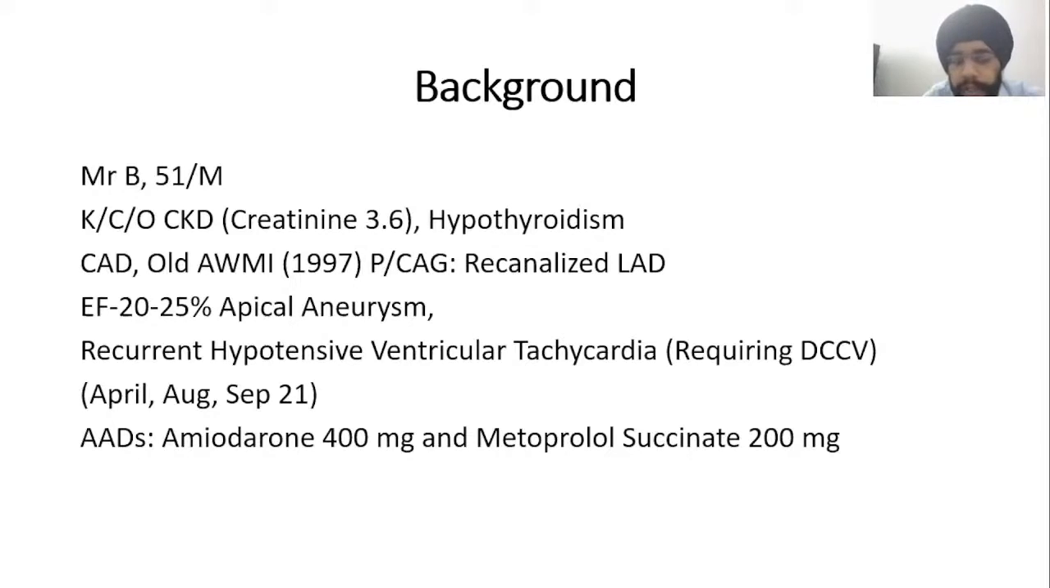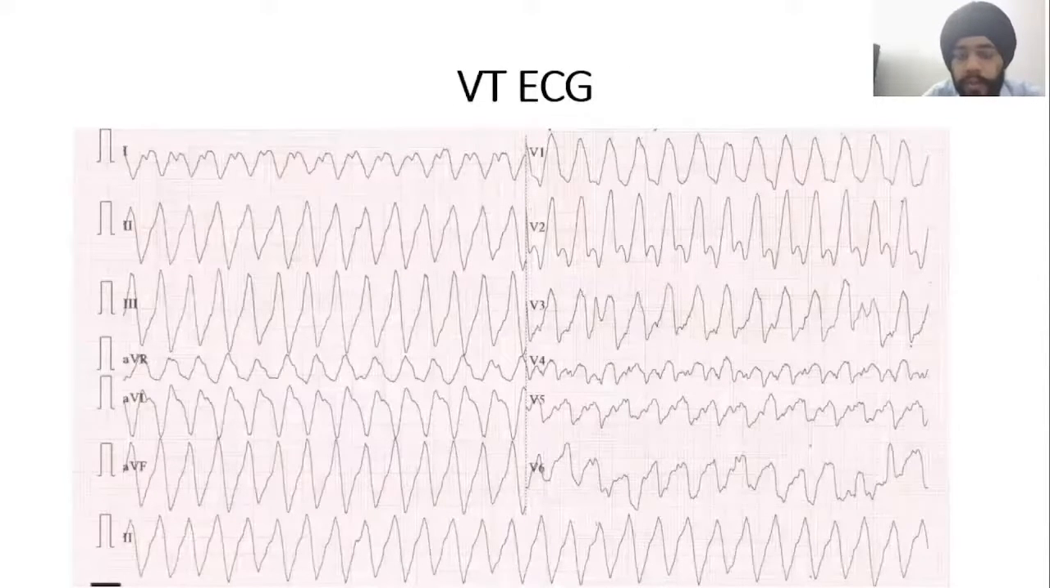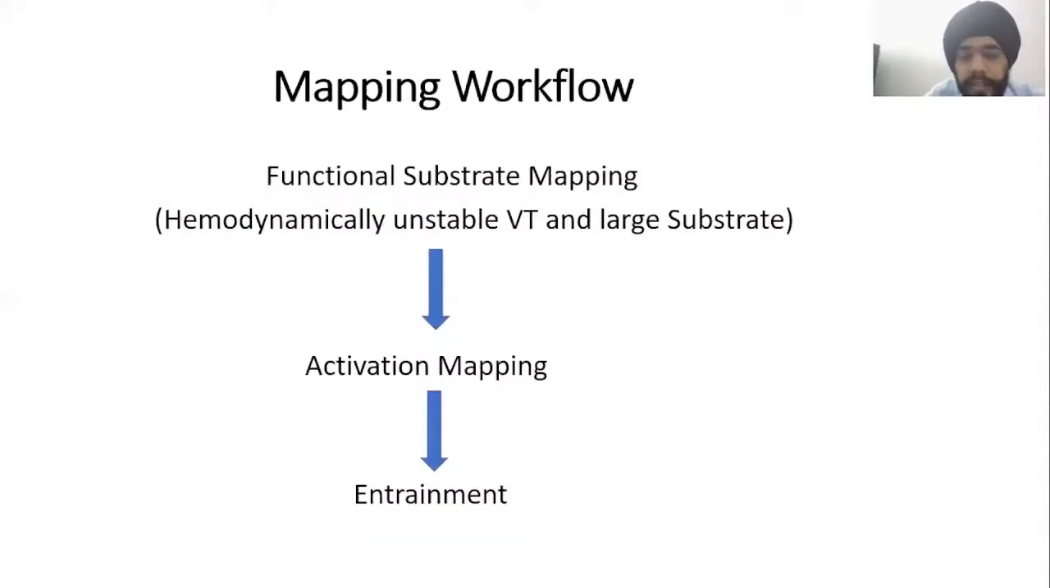He was on 400 mg of amiodarone and 200 mg of metoprolol before the third episode of VT, which happened in September 2021. This was the ECG of the VT, which showed an RBBB morphology, mid QRS transition with left superior axis. Considering the VT was hemodynamically unstable and the patient had a large substrate, we decided to go ahead with functional substrate mapping first up, followed by activation mapping of the clinical VT, and then delineation of the circuit using entrainment mapping.